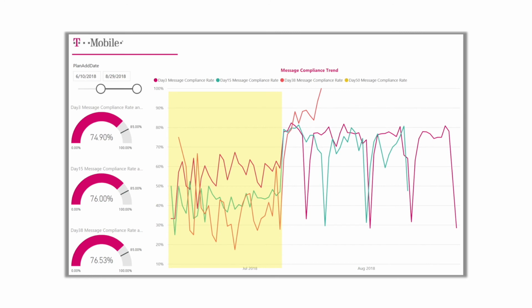They were able to address the problem with the vendor who owns the system, and we can see the results in the trend line on the right. The message send rate earlier in the trend is lower, and we can see that the average looks like it increased in mid-July after the problem was fixed.